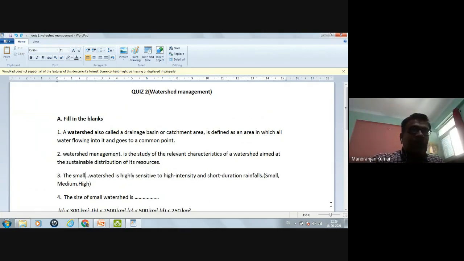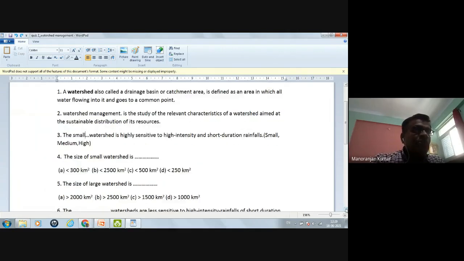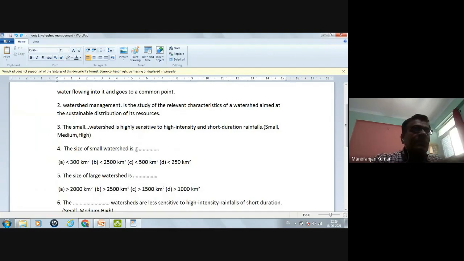Okay. The other question is the size of a small watershed is how much? Less than 300 kilometers square, less than 2,500 kilometers square, less than 500 kilometers square, or less than 250 kilometers square. A small watershed. So correct is 250 kilometers square.